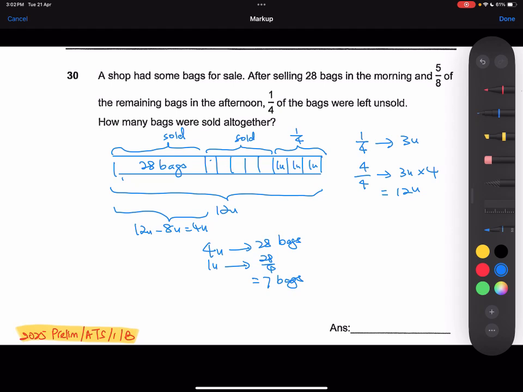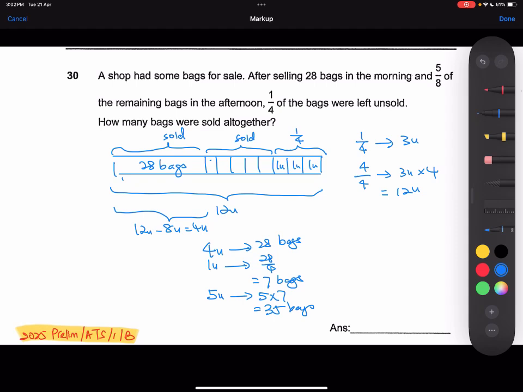What's our question? How many bags were sold altogether? Okay, let's calculate 5 units. That's what was sold in the afternoon. Okay, so 5 times 7 is 35 bags. This is in the afternoon.